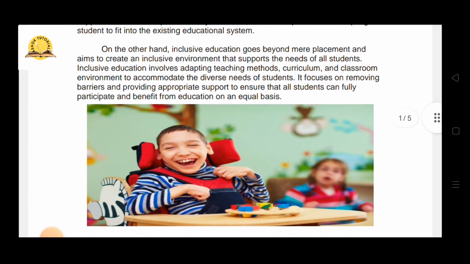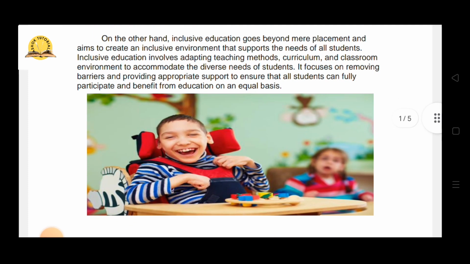On the other hand, I have tried to put a picture for you so you can just see. Inclusive education goes beyond mere placement and aims to create an inclusive environment that supports the needs of all children. So here it says that inclusive education goes beyond. In inclusive education, we create an environment which supports the children with special needs and the children without special needs.